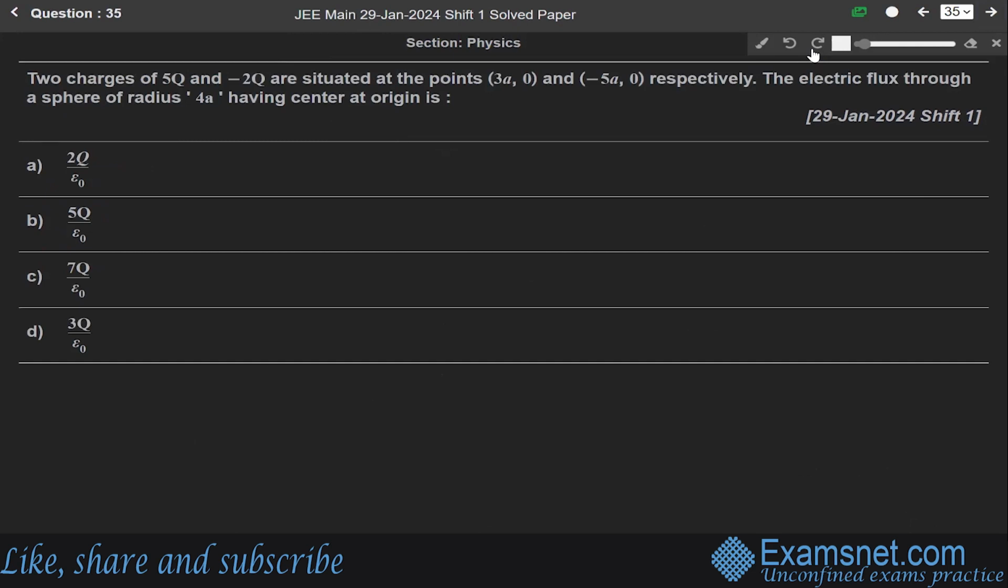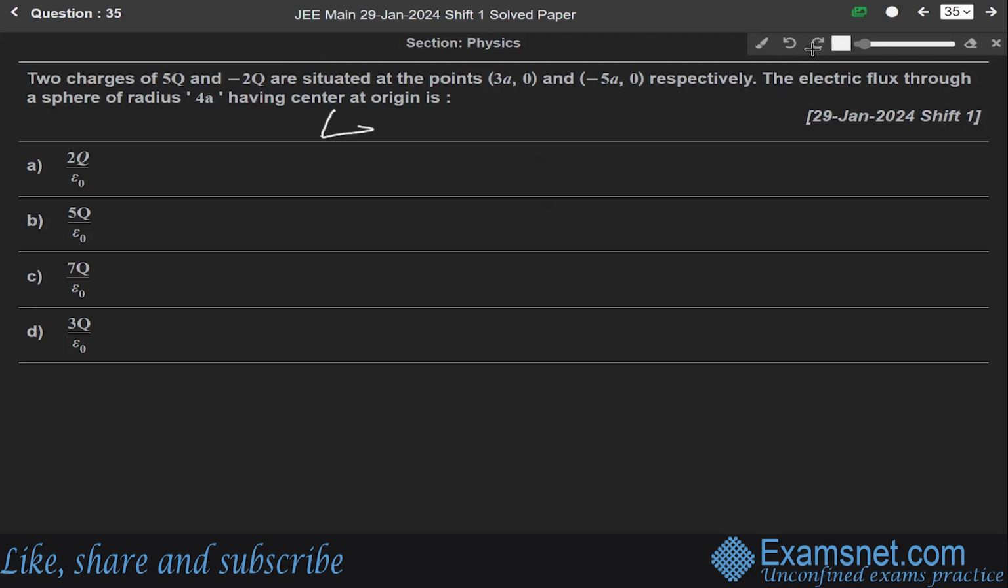Now next question, question number 35. This question says that two charges of 5q and minus 2q are situated at the points 3a comma 0 and minus 5a comma 0 respectively. The electric flux through a sphere of radius 4a having center at origin is.